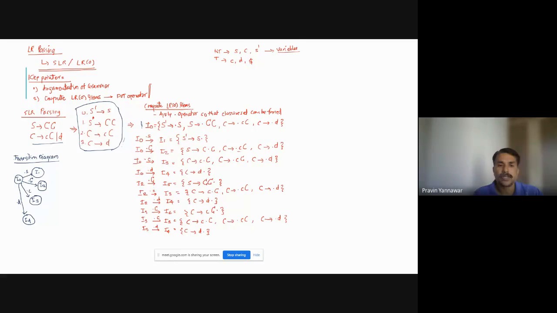So I1, I2, I3, I4 we did. Now I2 with capital C will go to I5. Next is I2 with small c. I2 with dot small c will go to I3. I2 with small d will go to I4.